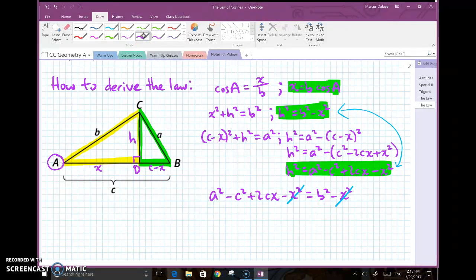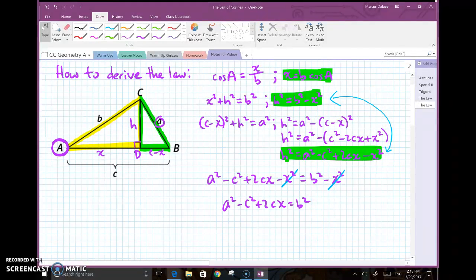And so what I have now is a squared minus c squared plus 2cx is equal to b squared. Now that b squared is pretty lonely on that side. So I'm going to solve this for a squared. Remember, our focus angle is A. Because it's A, we want the corresponding side opposite of angle A reflected in our equation. So I'm going to solve all this so that a squared is isolated instead of b squared. I'll do this in one big step, and all this will get pushed over there. What I get as a result is a squared is equal to b squared plus c squared minus 2cx.